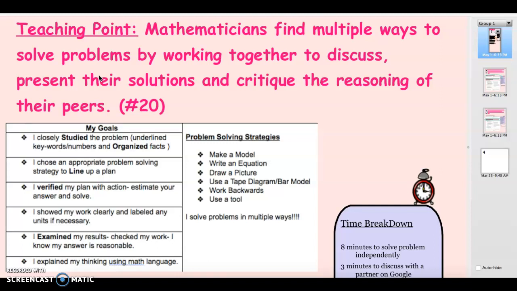Today, we're going to get right into POST method. The teaching point today is mathematicians find multiple ways to solve problems by working together to discuss, present their solutions, and critique the reasoning of their peers.